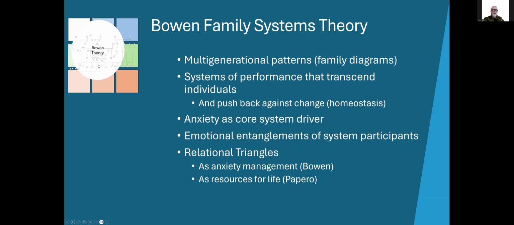So another core component of Bowen family systems theory is that you need to understand anxiety. Huge emphasis on anxiety. Understanding that anxiety is a core driver of how the system performs. Anxiety management is something everybody is trying to do at some level. And so how anxiety is being managed becomes core to what people are experiencing. Are they the focus of anxiety? Are their anxieties focused on other people? How is that going? Where is that going?